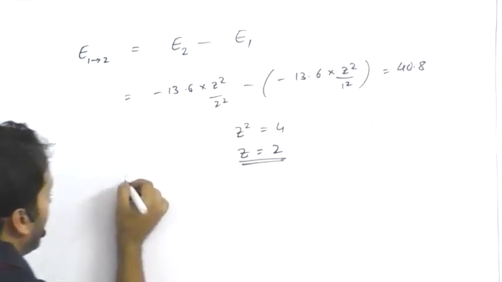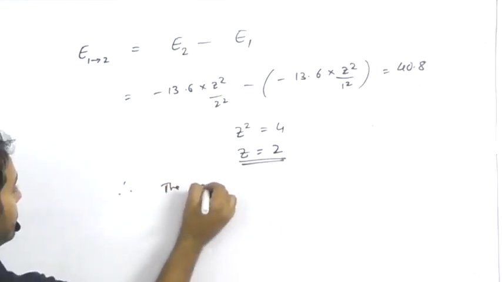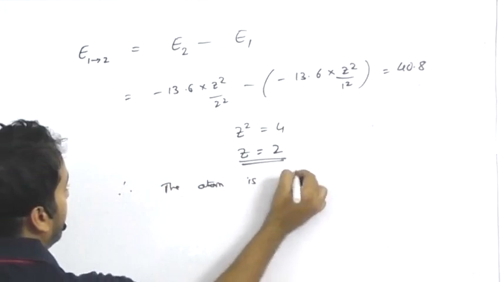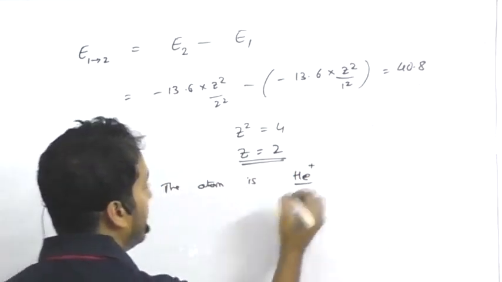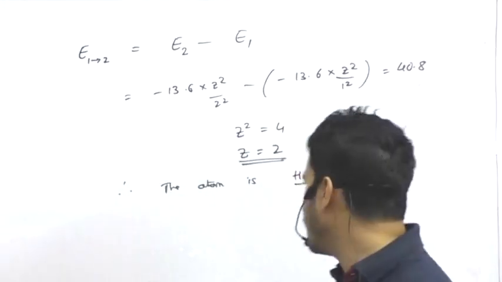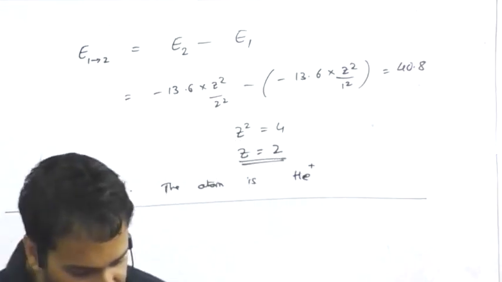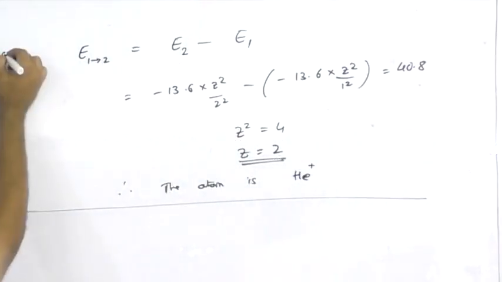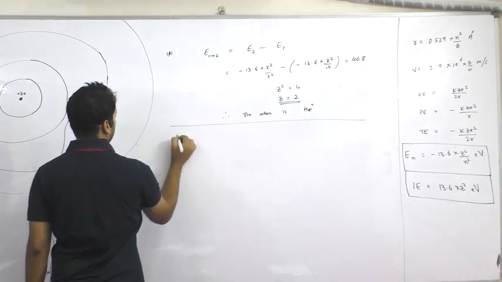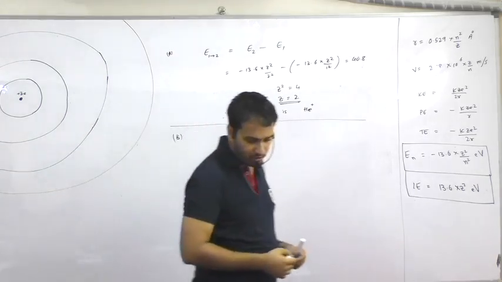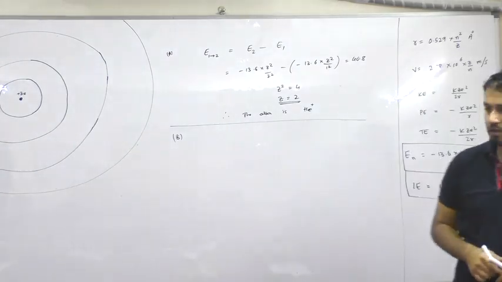If Z is equal to 2, therefore the atom is what? The atom is helium plus. Right? If Z equal to 2 is what we get, then the atom is helium plus. So this is the first part. Yes. Next, tell me 5b. What is the second excitation potential?